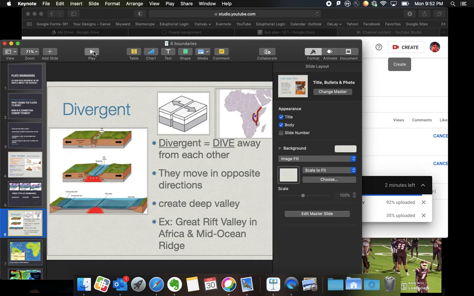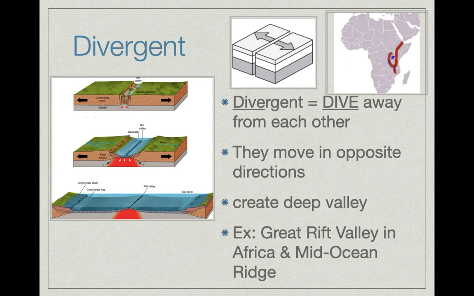So a divergent boundary, we talked about this when we did the homework page. This is where they dive apart, they pull away from each other. The plates are going to move in opposite directions, and they tend to create a deep valley. The example that we're going to use is the Rift Valley off the coast of Africa. So if you look at the very top right picture, the red line that's on the continent of Africa, there is where the Rift Valley is being created.